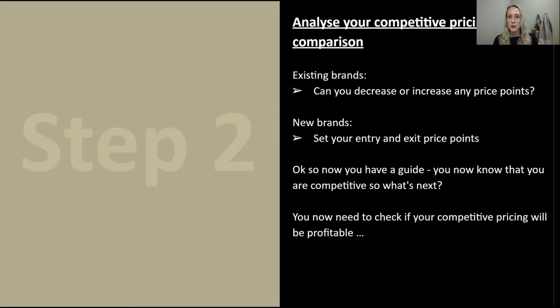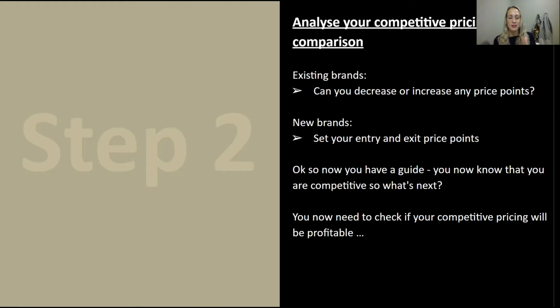Next, the reason why we're doing this is the most important factor, step 2. Now you need to analyze what this data is actually telling you. If you're an existing brand, you need to look at the summary, the average table, and look at the average price point and see if you can increase or decrease your price points to be more competitive.